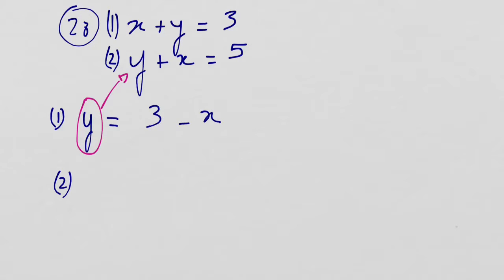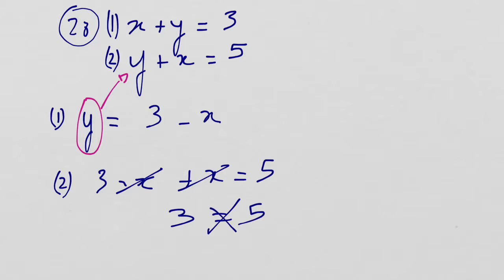And what you end up with is 3 minus x plus x equals 5. I guess you can see that 3 equals 5 is not possible. And so this is why we are saying that this system has no solution, and we're saying that it's an inconsistent system.